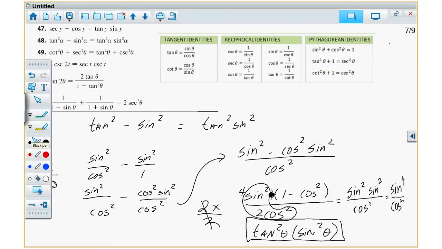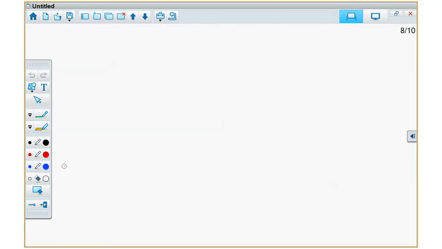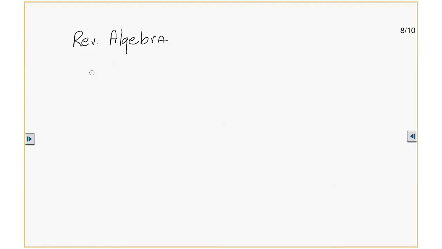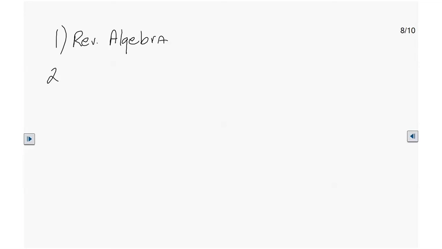Now, right now, we've done 2 or 3 things. I'll put this back up if you need me to. One, we reviewed over algebra. The reason we reviewed over algebra is because algebra is everything to do with calculus.